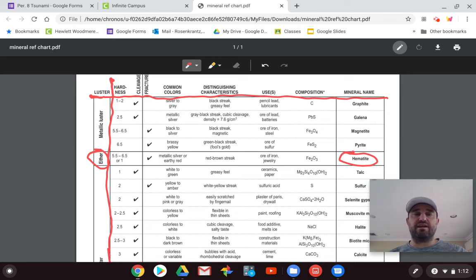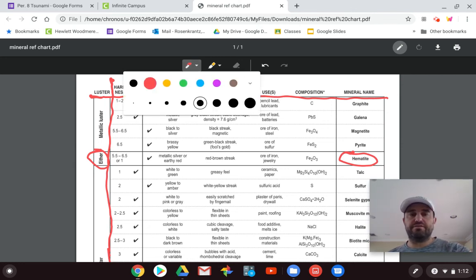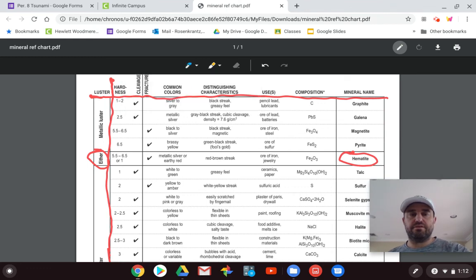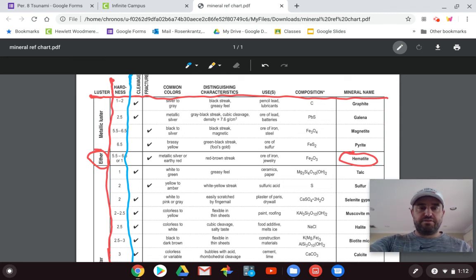All right, the next column says hardness. So right here gives you the mineral's hardness. And 5.5 is glass. So if it's greater than a 5.5, that means that mineral can scratch glass. And if it's less, it means it can't. So we don't consider something hard unless it can scratch glass.